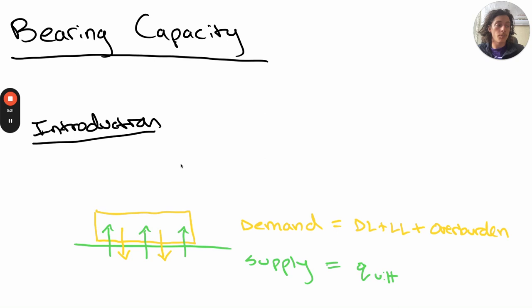In our case, there won't be an overburden because there's no soil above the foundation, unless you do bury it beneath. And then the soil provides a supply, which is sufficient shear strength to maintain its structure with minimum compression and no shear failure.